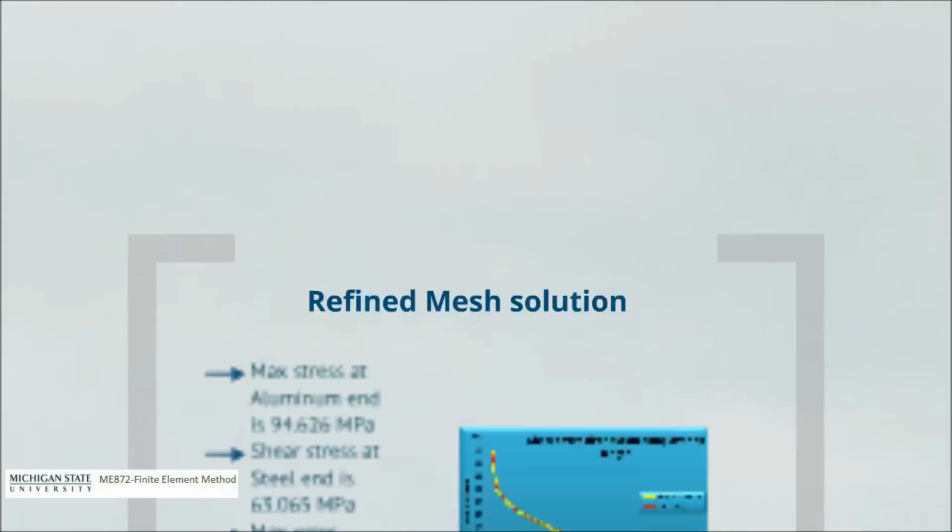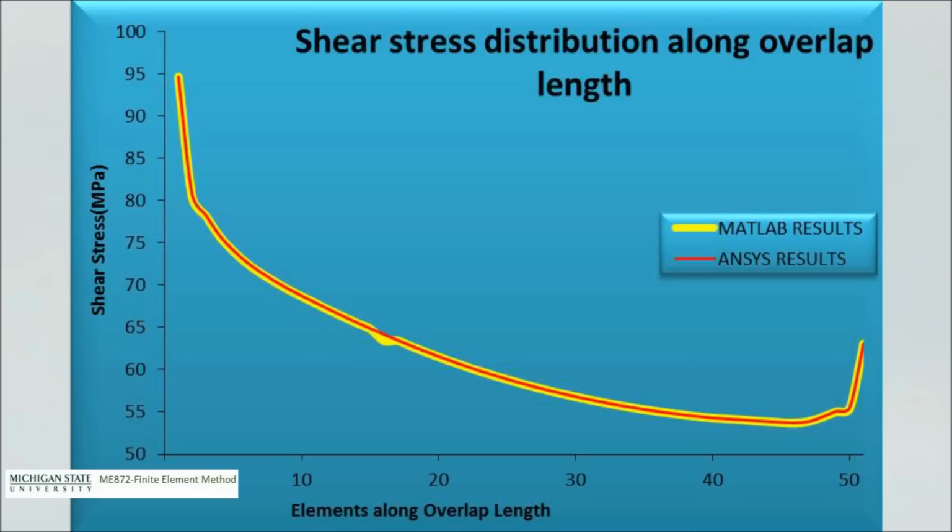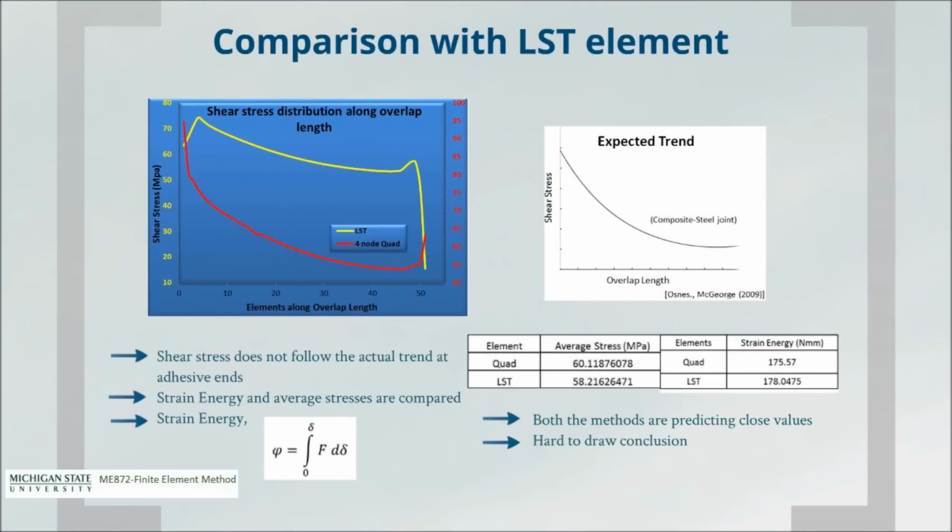The refined mesh solution is shown here. As you can see, smoothness can be achieved. A comparative study is done with LST elements. Profile of shear distribution looks very similar to 4-node quad element except at the ends.